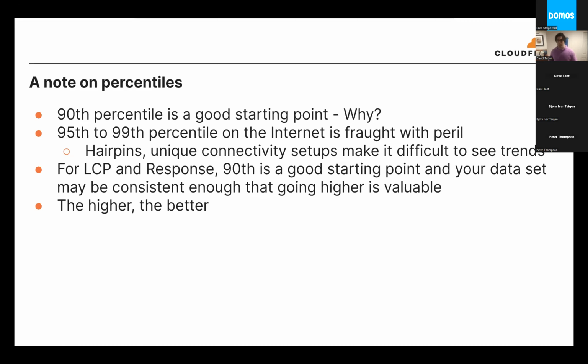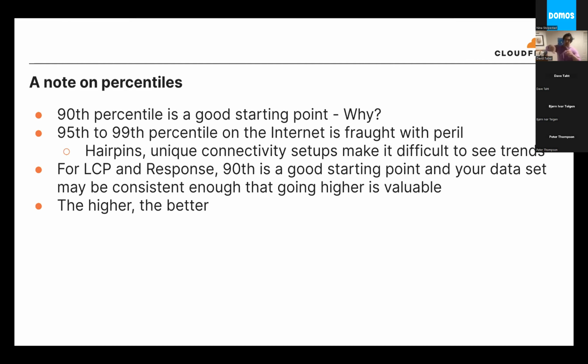And for network performance, you definitely want to look at both. But when we're looking at overall performance across hundreds of millions of users, we want to solve for as many as can be lumped together. The 90th to 95th percentile is where we live. For LCP, last contentful paint, and response, the 90th is a good starting point. And we definitely recommend plotting all the percentiles that you can plot.